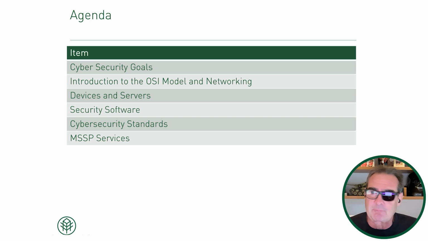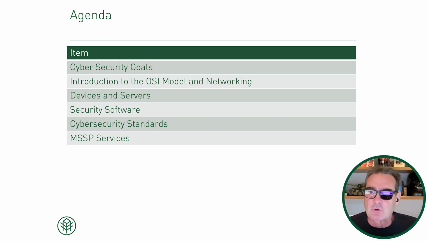So in terms of agenda, let's just set the stage. We're going to kick things off by setting some baseline security goals. So what do most organizations aim for when it comes to quote unquote keeping their systems safe? Then we'll dive into the OSI model and networking basics, because let's face it, at the heart of cybersecurity, it's all about protecting your stuff and the wires or waves that connect it.